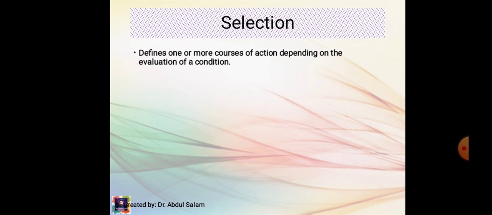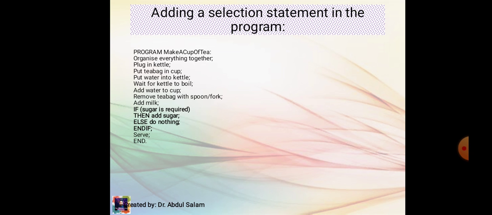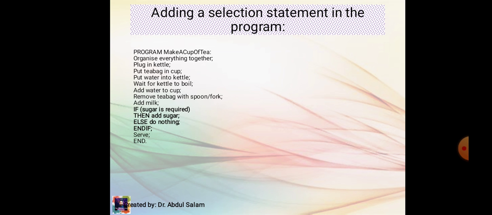Then selection defines one or more courses of action depending on the evaluation of a condition. Synonyms: conditional, branching, decision. Adding a selection statement in the program. Program: make a cup of tea. Organize everything together, plug in kettle, put tea bag in cup, put water into kettle, wait for kettle to boil, add water to cup, remove tea bag with spoon or fork, add milk. If sugar is required, then add sugar, else do nothing. Endif, serve and end.